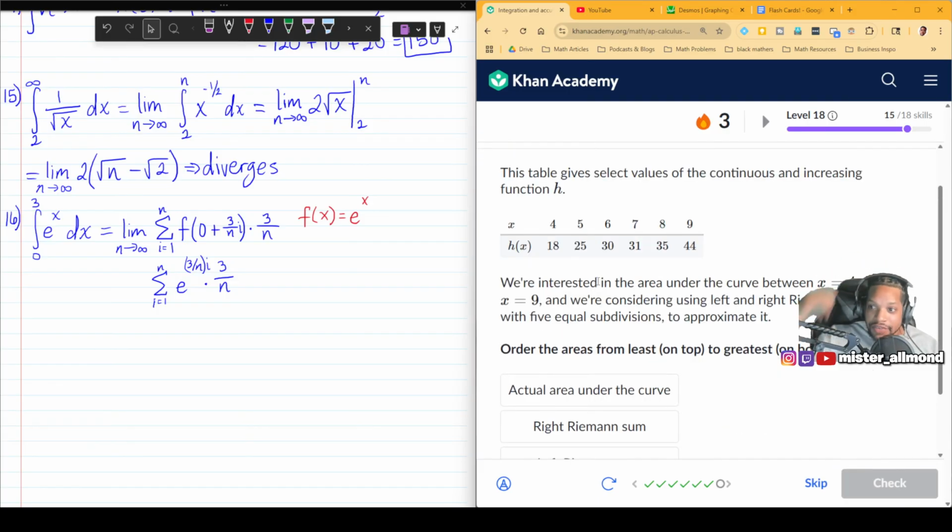All right, next question. They give us a table of values of a continuous and increasing function.